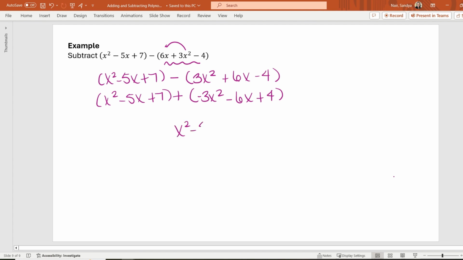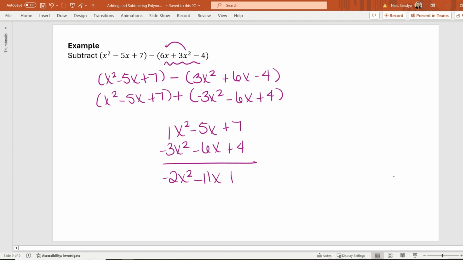So now I'm going to rewrite these vertically so that I can go ahead and add them together. So I have negative 3x squared minus 6x and then plus 4. So this x squared, remember that's a 1. 1 minus 3 is going to give me minus 2x squared. Negative 5 minus 6 is going to be negative 11x. And then 7 plus 4 is going to give me 11. So negative 2x squared minus 11x plus 11 is my final answer.